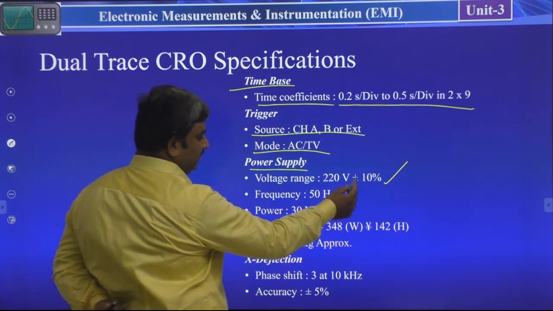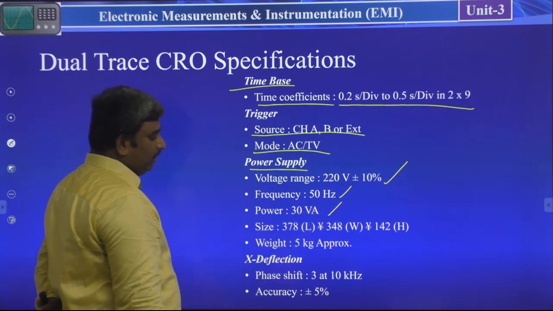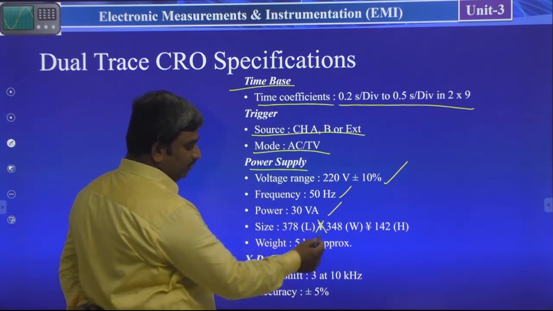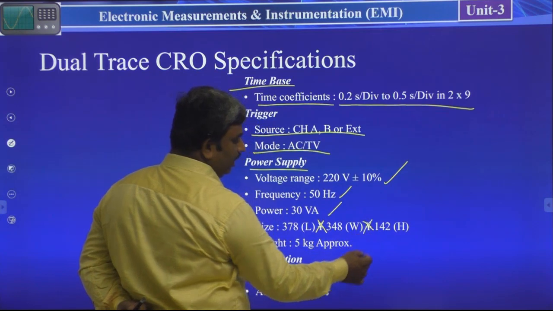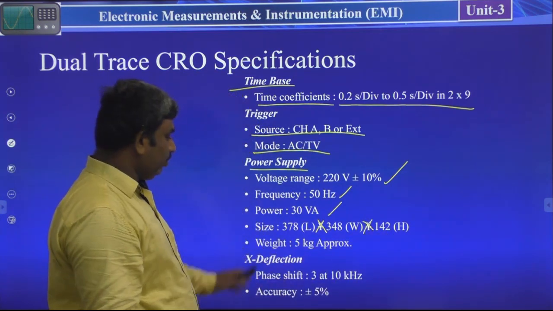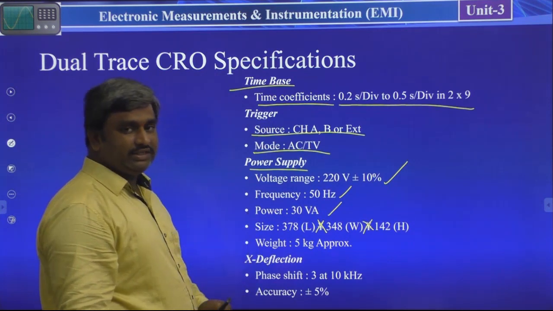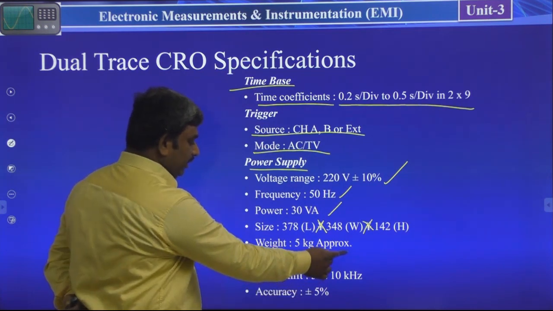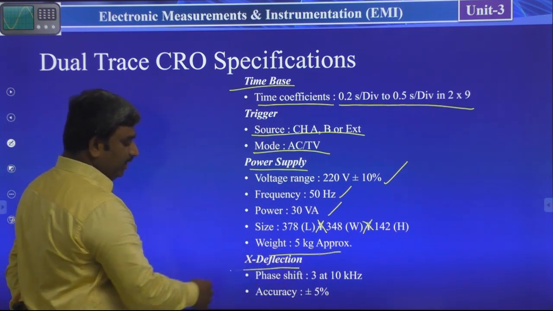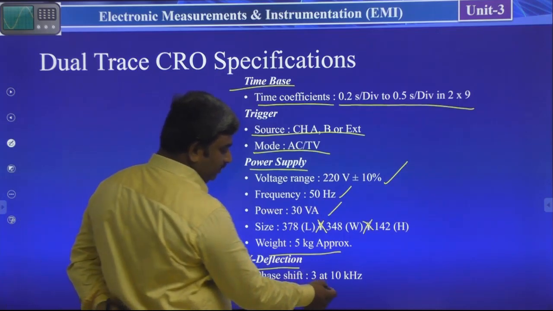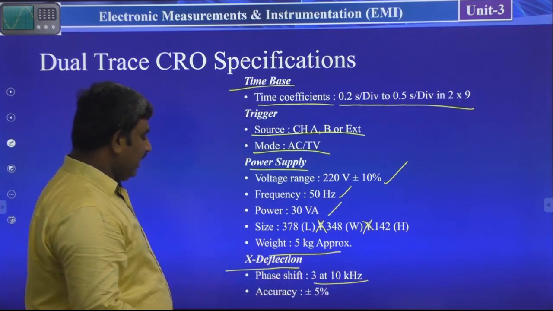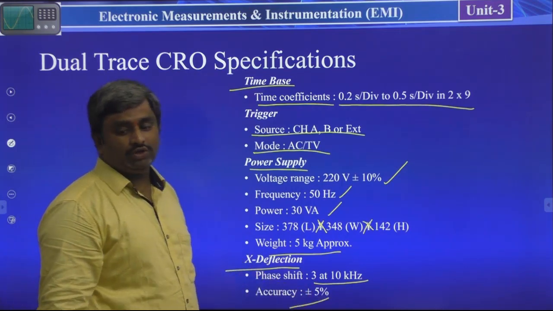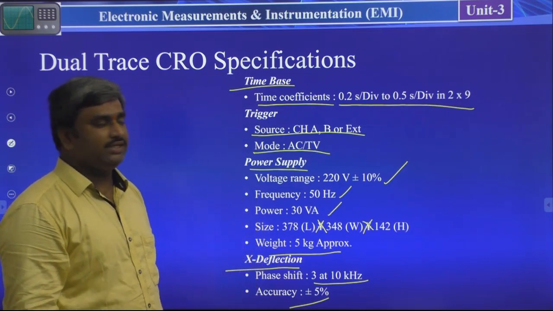Next, frequency 50 hertz, and the power is 30 VA. The size is nearly 378 in the length direction, 348 in the width direction, and 142 in the height direction. Total volume dimensions they have given. That is the size of this dual trace CRO. Next, the weight is approximately 5 kgs. Next, the last one, the X deflection amplifier. Here we have a frequency range of 3 to 10 kilohertz and the accuracy is 5%. So these are the total specifications of the dual trace CRO.